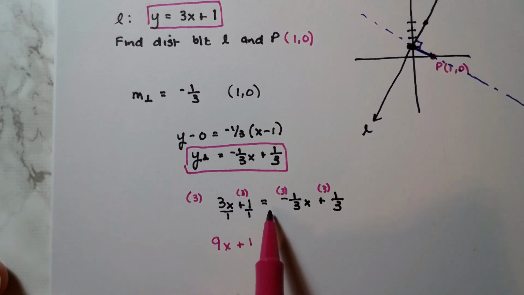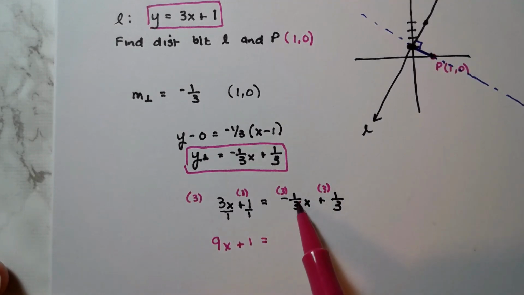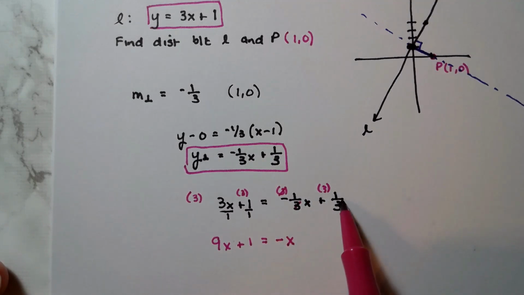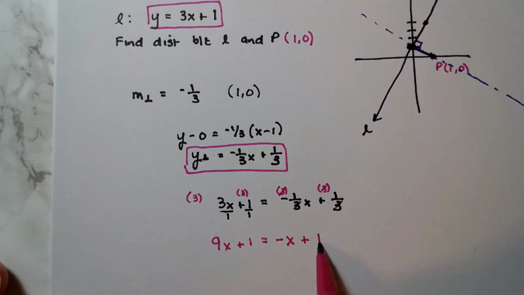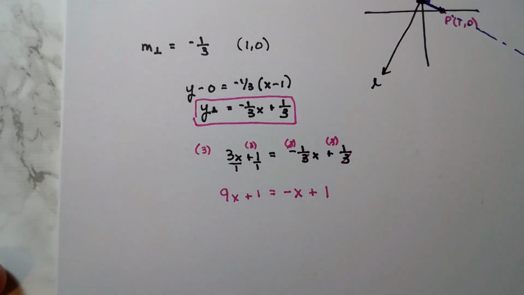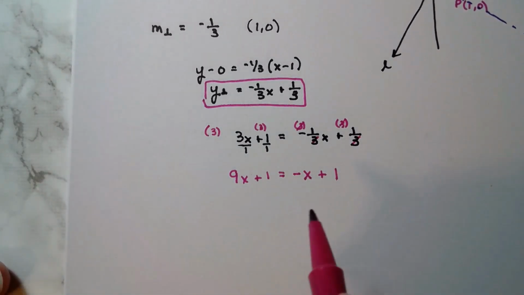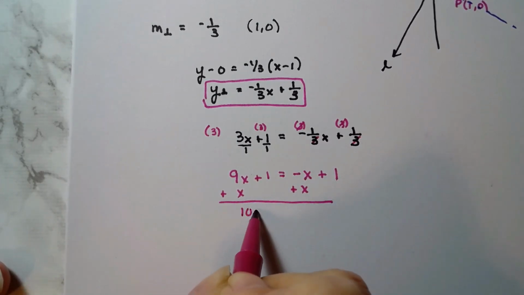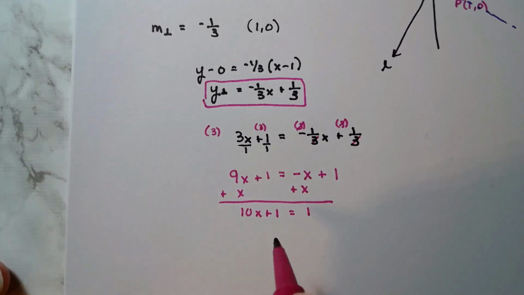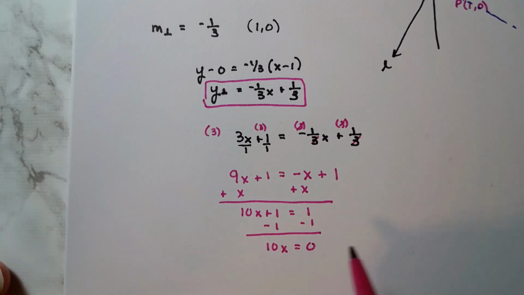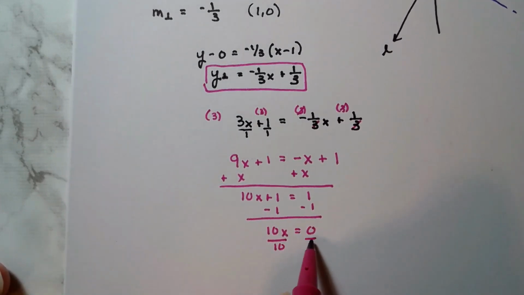I'm just bringing down the sign, bringing down the equals. Here the 3's are going to cancel, and I'm left with negative 1 times x, which is negative x. And here the 3's cancel, and so I'm left with plus 1. I'm just bringing down the sign. So now I have an equation without any fractions, and it's much easier to work with. I'm going to solve this by adding x to both sides. So I'm going to have 10x plus 1 is equal to 1. I'm going to subtract 1 from both sides, so I have 10x is equal to 0. And if I divide both sides by 10, I have that x is equal to 0.